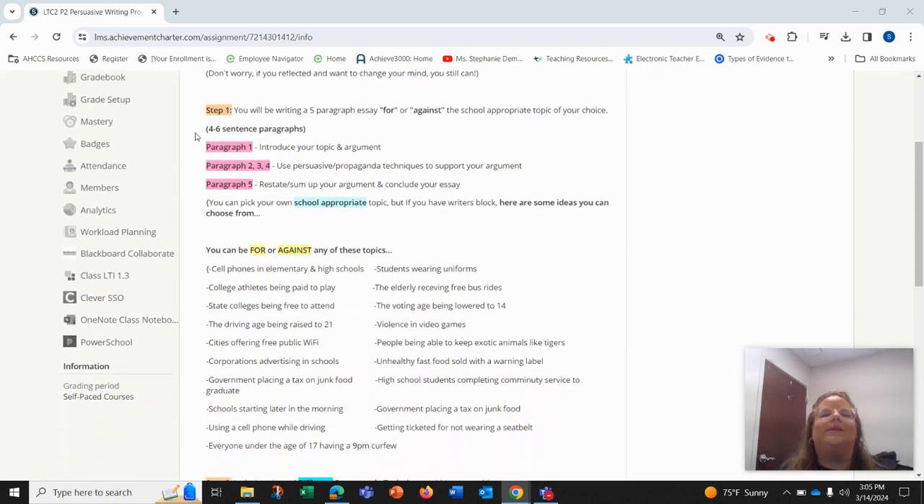It should be broken down as follows. Paragraph 1, you're introducing your topic and arguments. Paragraphs 2, 3, and 4, you'll be using persuasive and propaganda techniques to support your argument. And in paragraph 5, you're going to restate or sum up your argument and conclude your essay.